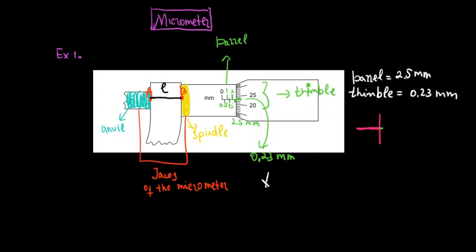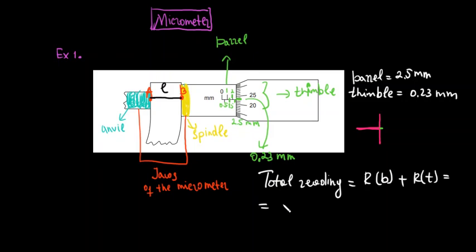So what will be the total reading? The total reading is going to be the reading of the barrel plus the reading of the thimble. So what will it be? 2.5 millimeter plus 0.23 millimeter, and my answer is going to be 2.73 millimeter.